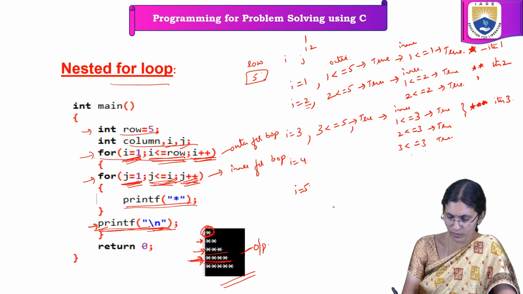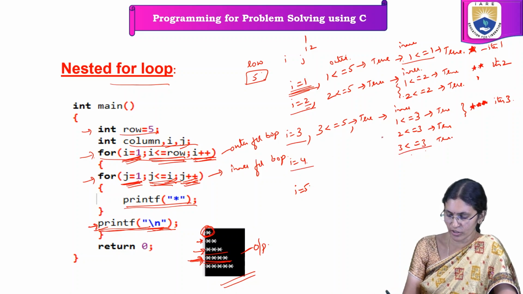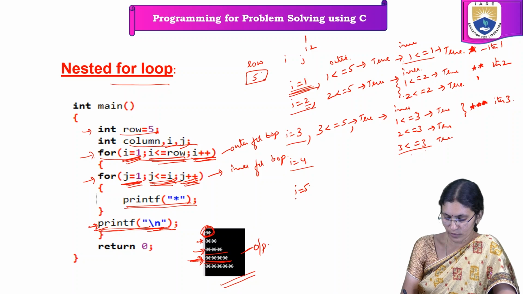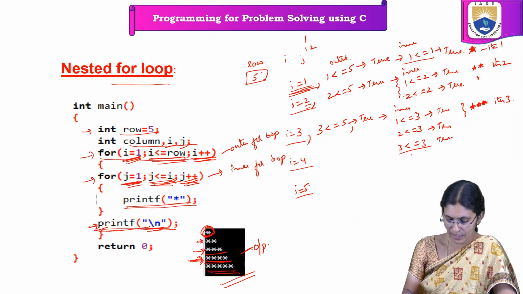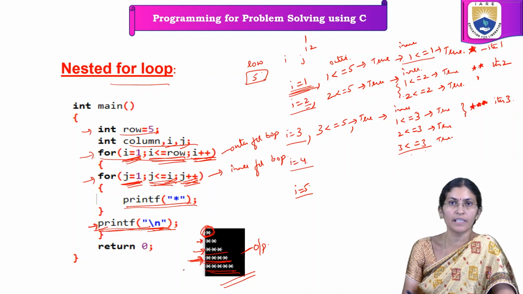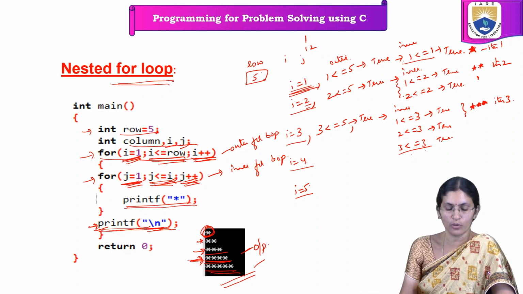The outer loop will execute 5 times, whereas for each iteration, for iteration 1 the inner loop will execute 1 time. For iteration 2, the inner loop will execute 2 times. For the third iteration, 3 times. Fourth iteration, 4 times. And for the fifth iteration, the inner loop will execute 5 times. So at the last, you can see that there are 5 asterisk symbols in the fifth row. In this way, we get the output. This is the output obtained for the nested for loop.